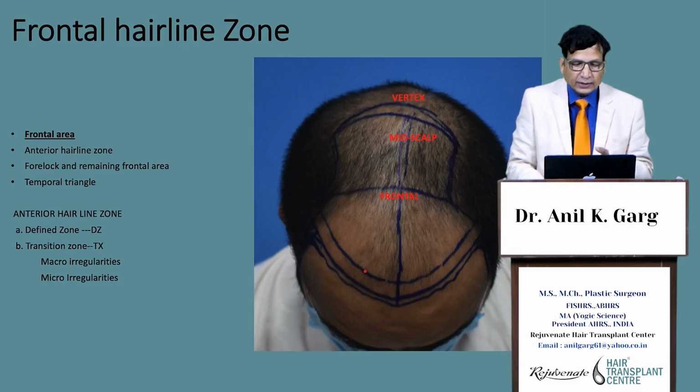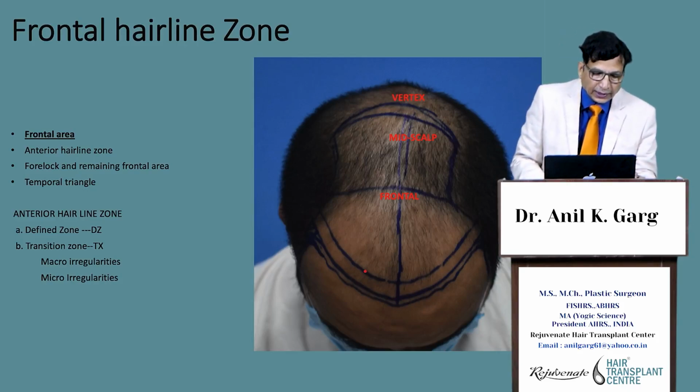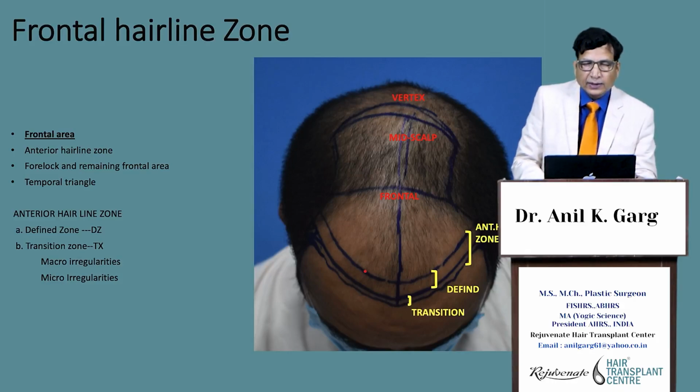The frontal area is divided into the anterior hairline zone, the forelock and the remaining frontal area, and the temporal triangle. The anterior hairline zone is a defined zone, then the transition zone, and the transition zone has micro and macro irregularities, and then the remaining forelock and the remaining frontal zone area.